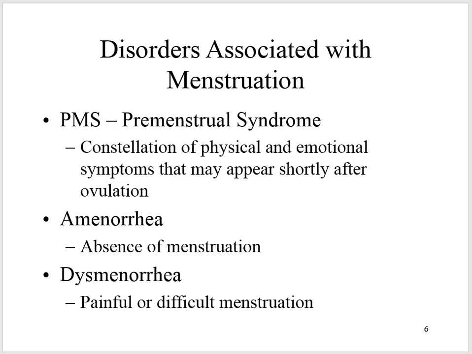Now, primary amenorrhea is the absence of menarche, which is the initial menstrual cycle, beyond age 16. Secondary amenorrhea is the absence of menstruation for 6 months in a female who has previously had regular periodic menses. And dysmenorrhea is painful or difficult menstruation. Primary dysmenorrhea is not associated with any identifiable pathologic disorder, and secondary dysmenorrhea accompanies some underlying disease condition.